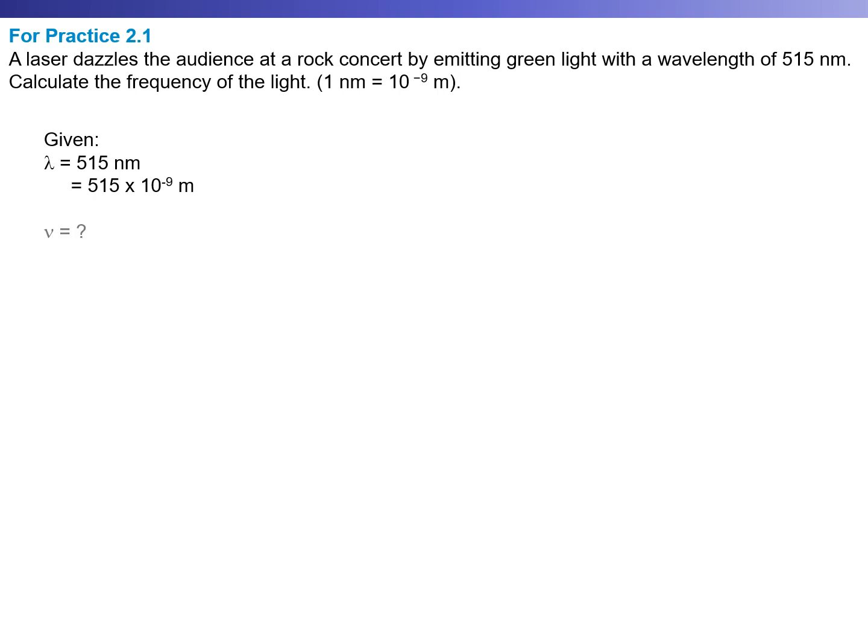And we're being asked to calculate the frequency. So our job in calculating our solution is to find a way to correlate frequency and wavelength. And we have a formula for that. Here's our formula right here, where frequency is equal to the speed of light over the wavelength. And the value of the speed of light is 3 times 10 to the 8th meters per second. And with this information, we can plug everything in and start solving our problem.